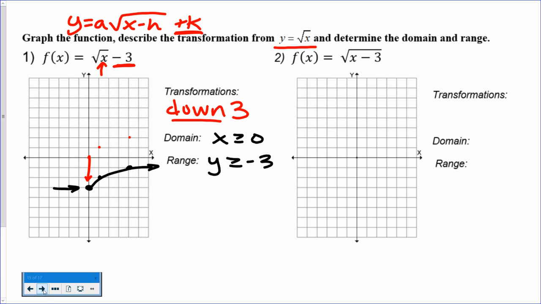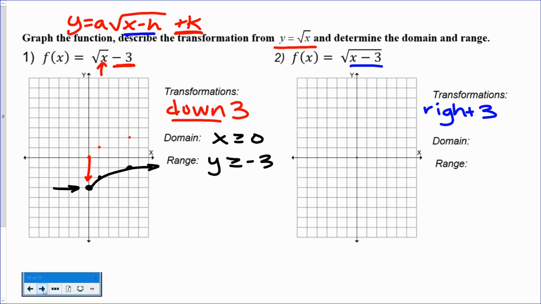Okay, for number 2, I've got my x minus 3 on the inside. I set these two examples next to each other on purpose. They are not the same thing. One of those numbers, the -3, is inside the radical, the other is outside the radical, and that means different things. This is going to move it right 3.